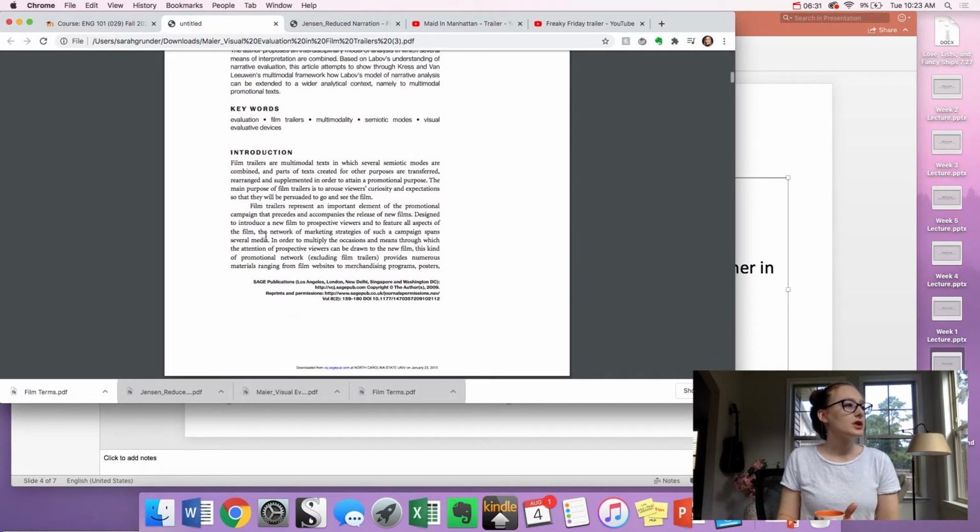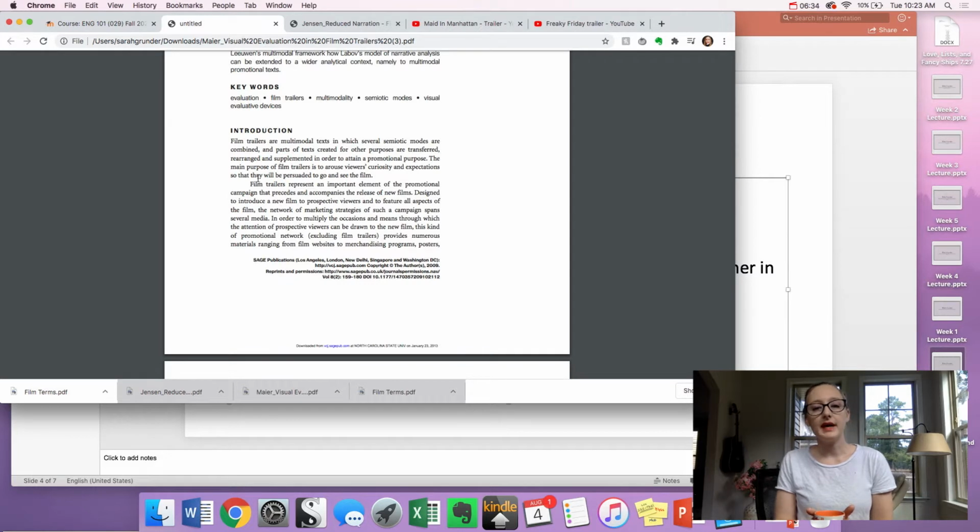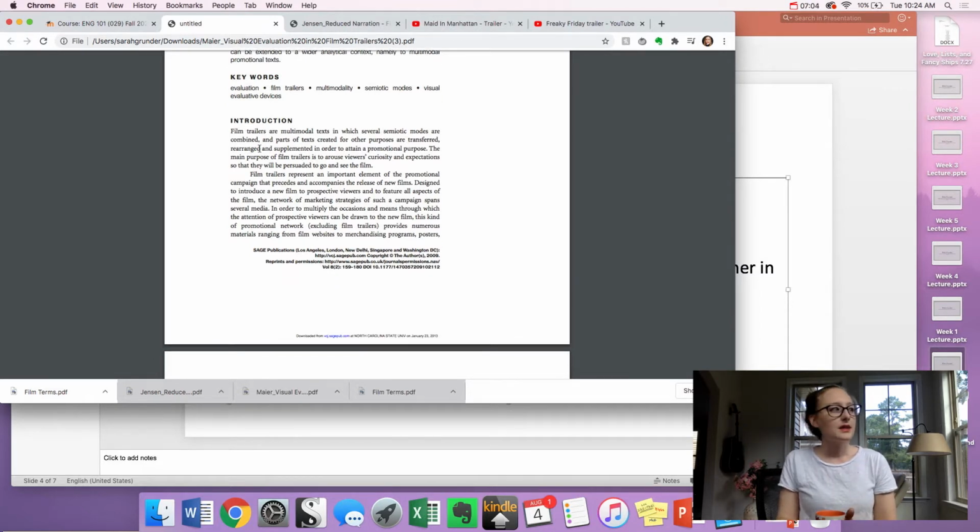How does that work? So in her introduction, she talks about how film trailers are multimodal texts. Multimodal text means that there are multiple modes of communication. So when you're reading a story, that's one mode of communication. It's the written text. When you look at a painting, that's one mode of communication. It's just visual. Well, film trailers have multiple modes. And semiotic is like meaning. So multiple modes, they're combined, and there are parts of text created for other purposes.